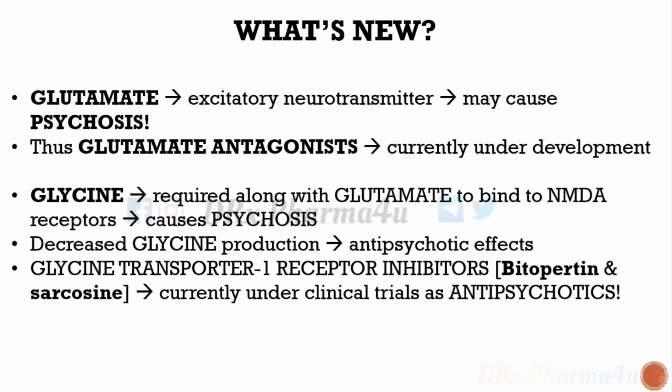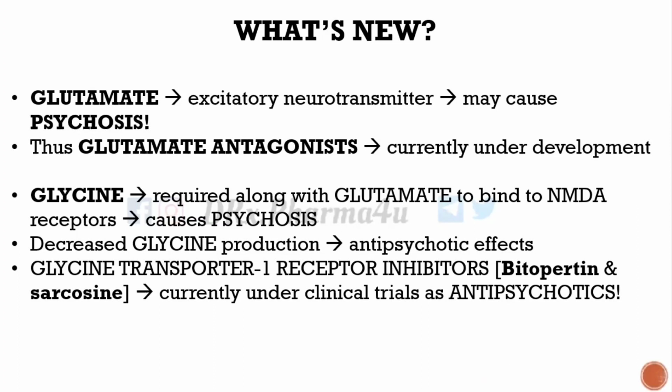There is an amino acid known as glycine, and glycine is the best friend of glutamate because glycine binds with glutamate and then it goes to the NMDA receptor, which can cause psychosis. NMDA is N-methyl D-aspartate. You may have heard of this receptor somewhere else. It is in Parkinson's disease. So glycine is required along with glutamate. And when these two combine together, they can increase the risk of psychosis. So if the glycine production is blocked, it may have antipsychotic effects.